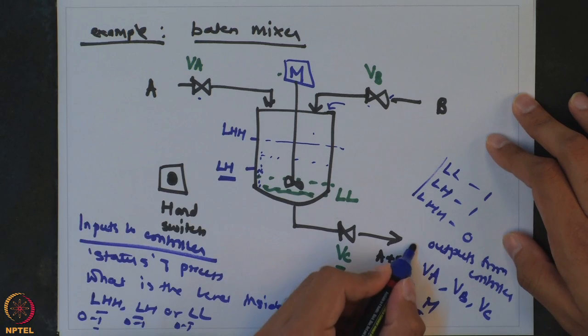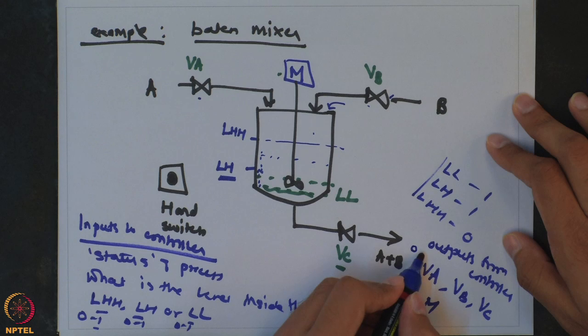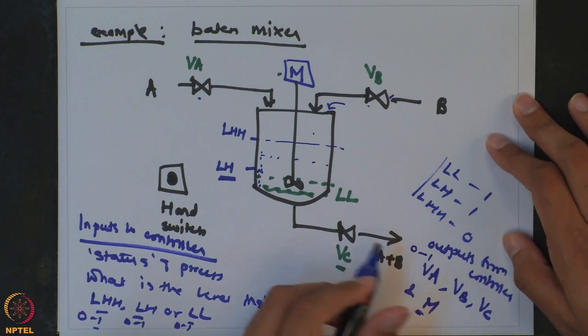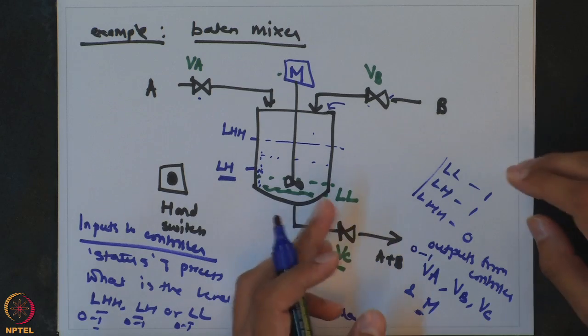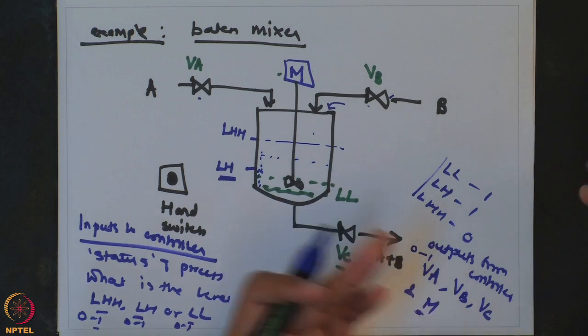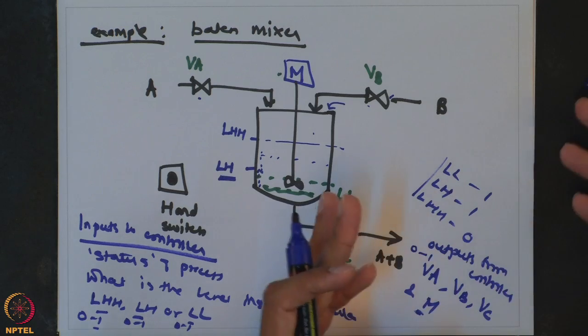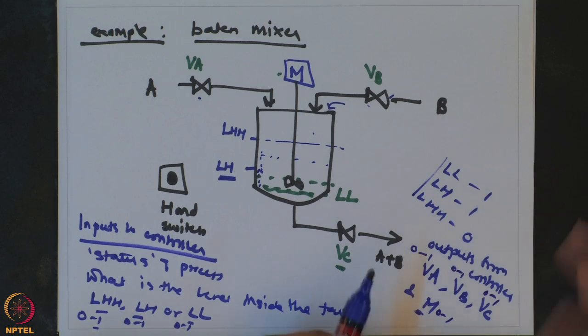For simplicity we will consider that these valves are on-off type of valves. So, when I say VA is 0, that means the valve is closed, and when VA is 1, the valve is open. It is not necessary that it should be the case; you can also have a valve which opens by a certain percentage, but for simplicity let me just consider that all these valves are binary, and the motor is also binary, in a way that it is either on or off.